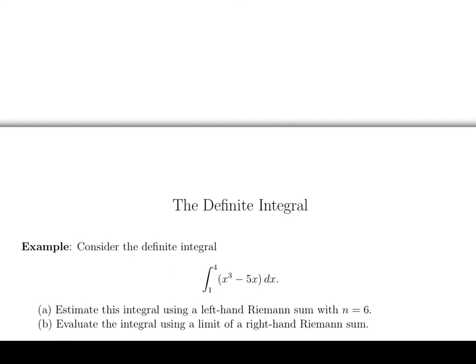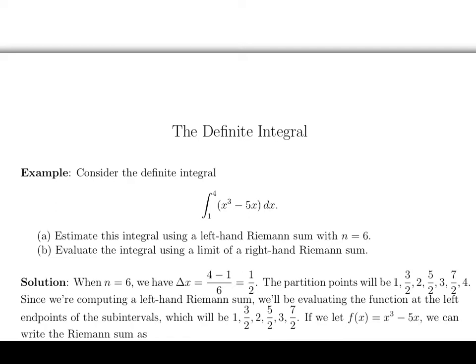Hello, calculus fans. Let's start with this definite integral, the integral from 1 to 4 of x cubed minus 5x dx. We'll do two things. We'll estimate this integral using a left-hand Riemann sum with n equals 6, and then we'll evaluate the integral using a limit of a right-hand Riemann sum. Part A is going to give us an approximate answer. Part B gives us the exact value.